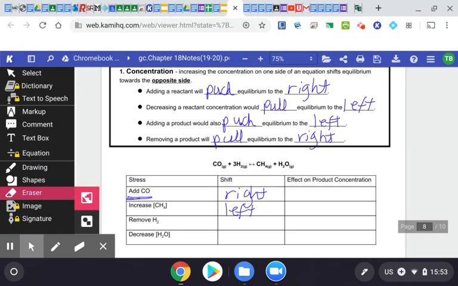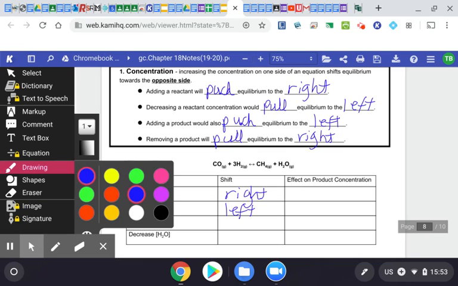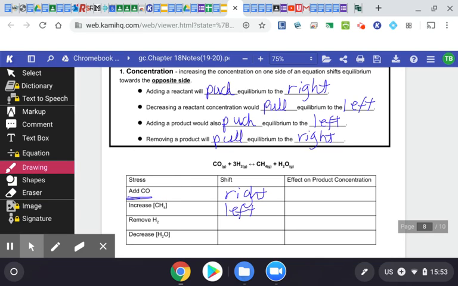Now, the next concept is removing hydrogen. If I take away a substance, it's going to pull it and keep it on the same side. So by removing hydrogen, it's going to pull it and keep it on the left-hand side of the reaction. And if I decrease water, it's going to pull it again to the same side. It's going to pull it to the right-hand side of the equation.